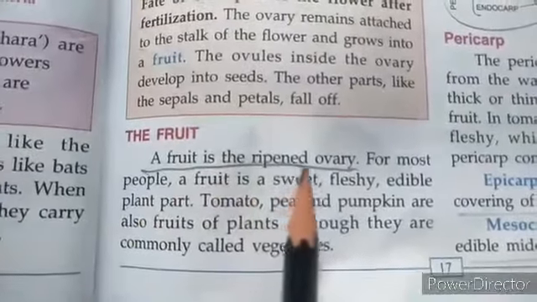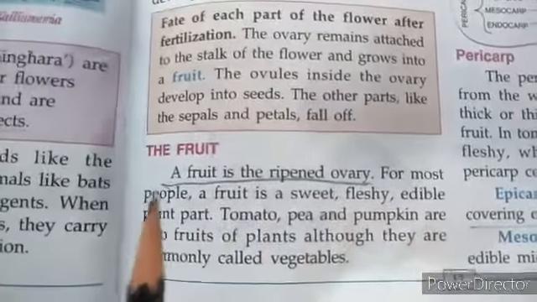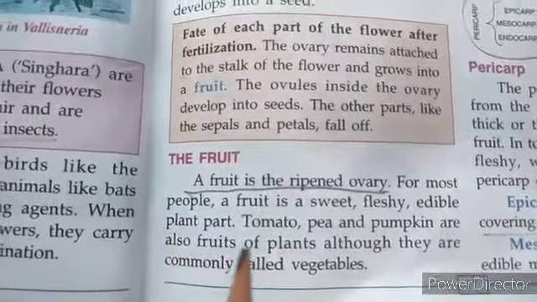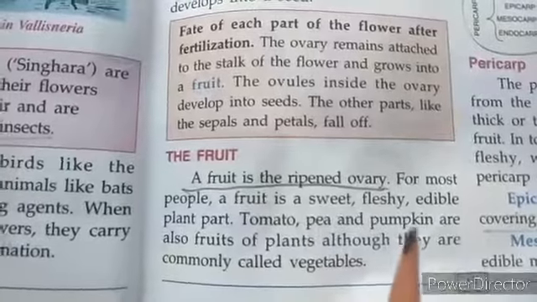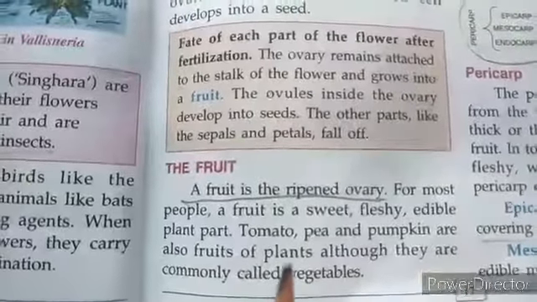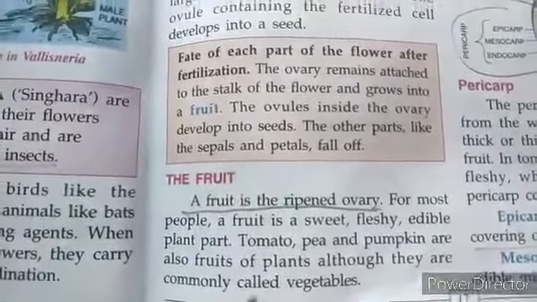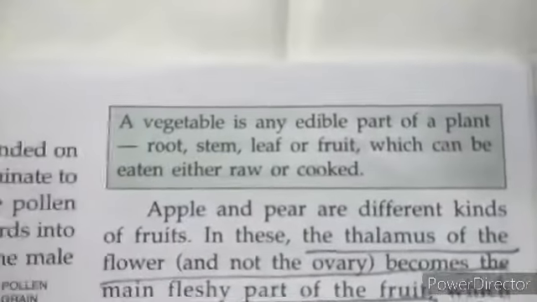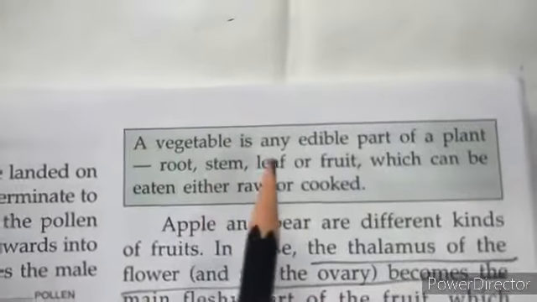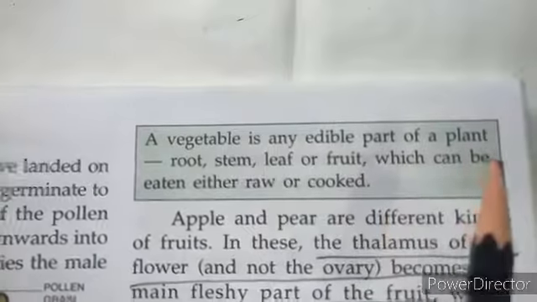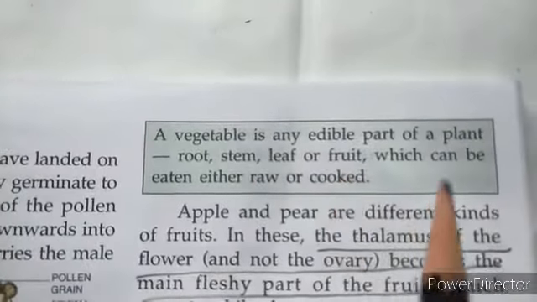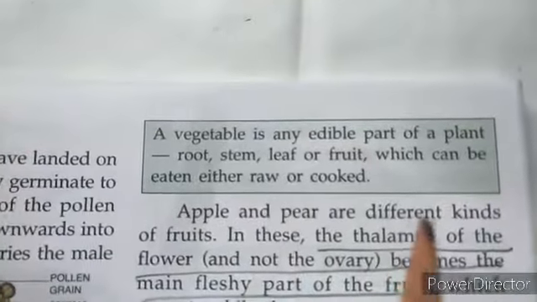A fruit is the ripened ovary. For most people, a fruit is a sweet, fleshy, edible plant. Tomato, pea, and pumpkin are also fruits of plants, although they are commonly called vegetables. Let's understand what is a vegetable. A vegetable is any edible part of a plant, like the root, the stem, the leaf, or a fruit, which can be eaten either raw or cooked.